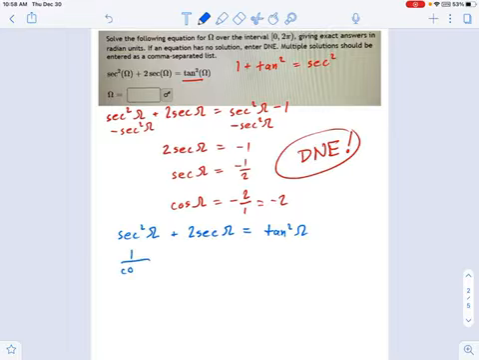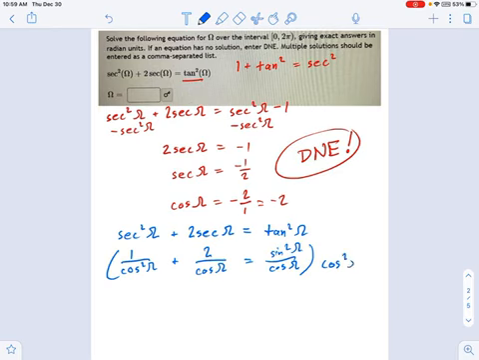I'm going to change all the secants to 1 over cosine. So here we have 2 over cosine. And here we have sine squared over cosine. Remember, that's tangent squared. And now we're going to multiply this whole thing, both sides, by cosine squared omega. So what do we get? Those cross out, we get 1 plus, this crosses out, and we still have a cosine left over, so that's 1 plus 2 cosine omega equals, and these cross out, giving us sine squared omega.